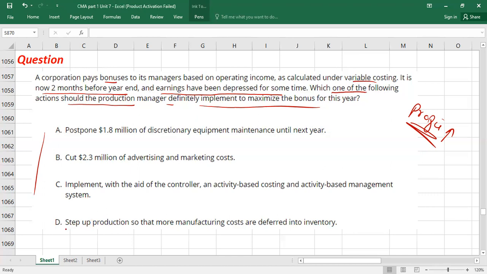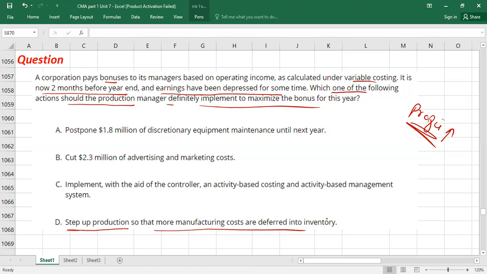Number one, I'm reading from here. Step up production, so that more manufacturing costs are deferred into the inventory. Guys, in variable costing, all production cost will not be part of inventory, like fixed cost. It means this action is not going to work with you. If it is absorption costing, we can think about it, because all production cost includes variable cost and fixed cost. They're saying all production cost can be stepped into inventory, but in variable costing, fixed cost will not go to inventory. So this action is not going to work for you.